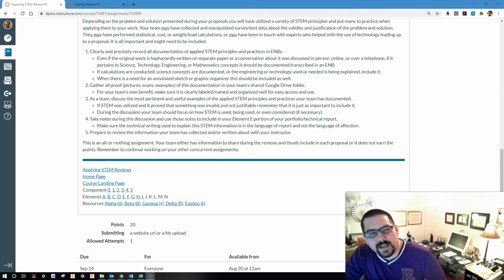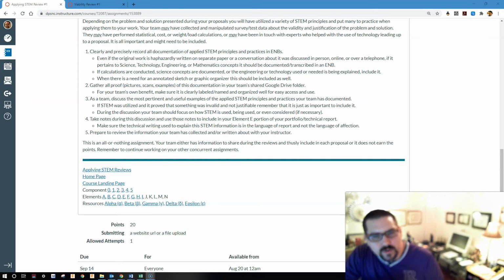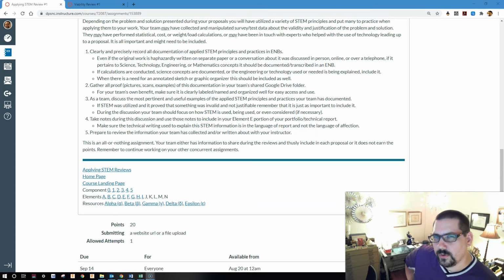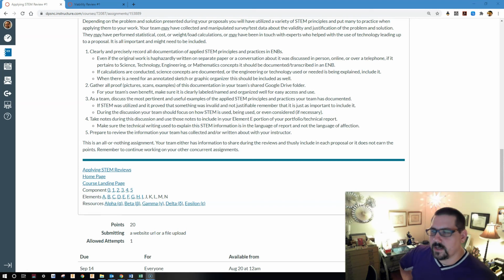Number 3, as a team, discuss the most pertinent and useful examples of STEM that you've used. In other words, if you utilize STEM in some way and all it did was prove that something was invalid or not justified, remember that that is just as important and should also be included.